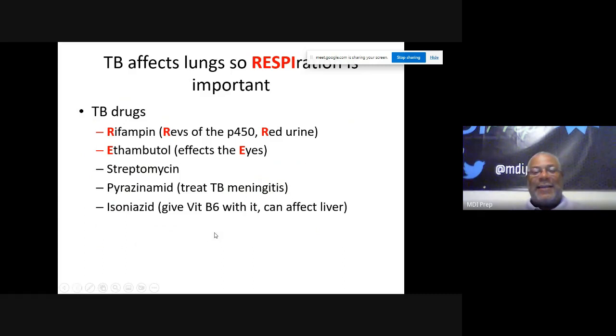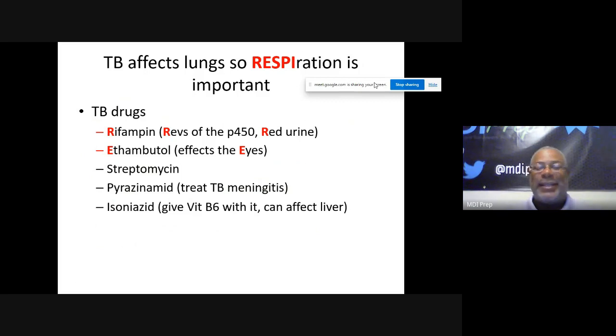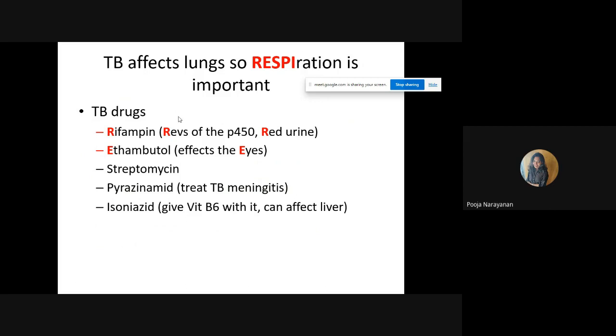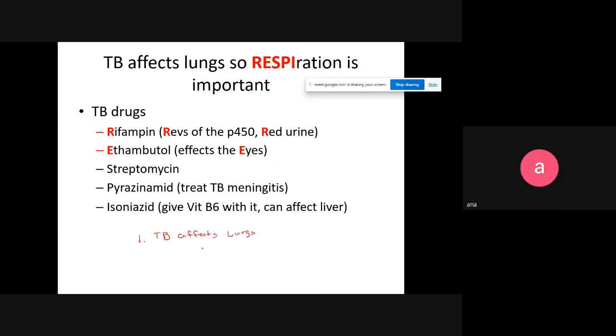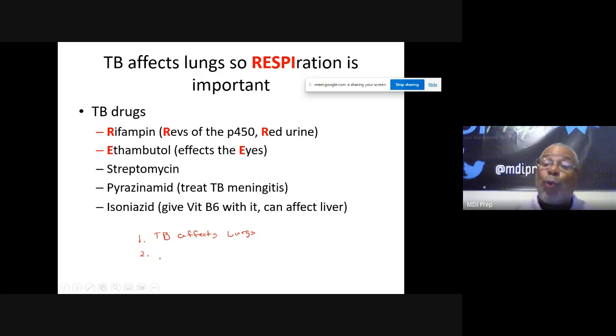All right, TB. So with tuberculosis, what's the problem? What's the problem with TB? It affects the lungs. Yes. So number one, we know that TB affects the lungs. All right. How do you identify TB? X-ray. You are correct. That's how you confirm TB. But that's not the first test, though.